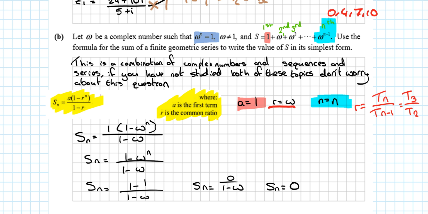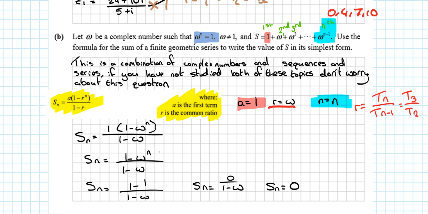We're filling into our formula then. So I know a is 1. I know 1 minus omega to the power of n. And I want to write this in its simplest form. Well, do I need this 1 on the outside here multiplying by 1? No, not really, so I can just get rid of it.